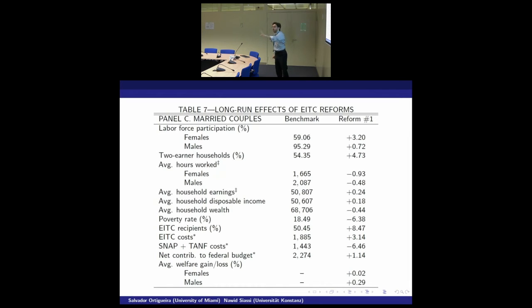So more women go to work. They still benefit, but they have to work. So there is a utility loss from working. And the males were already working, so there is more income in the household, so they are the main ones that benefit from this reform. Okay?